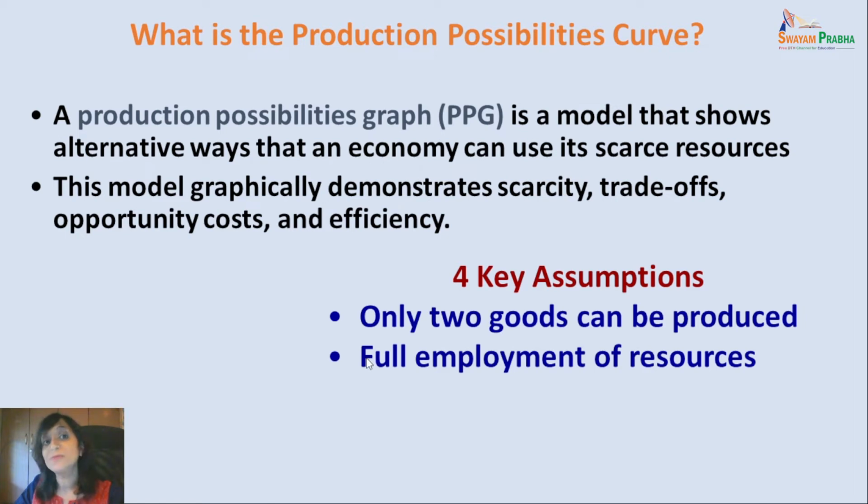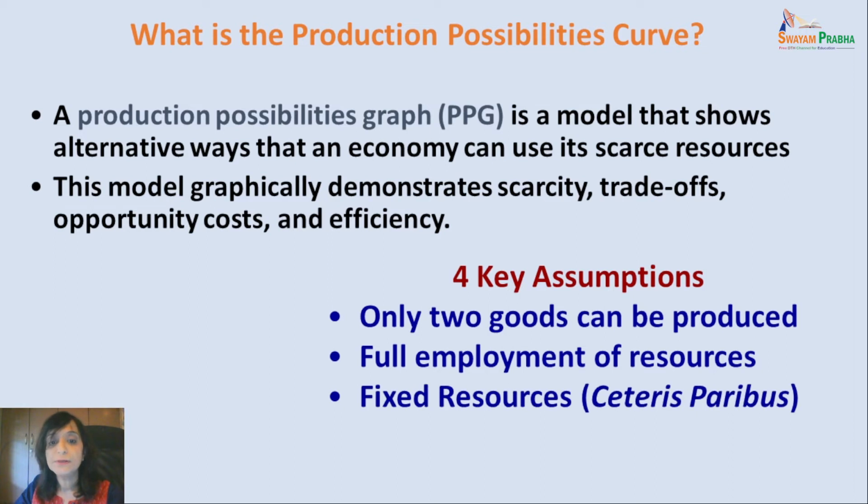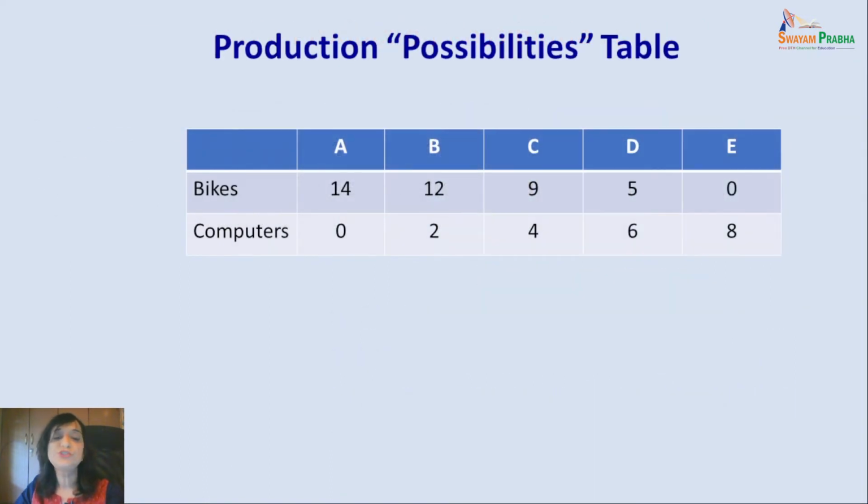Second, all the resources which are available will be fully employed. Third, resources are fixed for a certain period of time. That is, there is no increase in the quantity of resources available. Fourth, the technology is fixed. That is, we are not talking about a situation right now where there is any technical progress. So keeping these in mind, let us draw a production possibility curve.